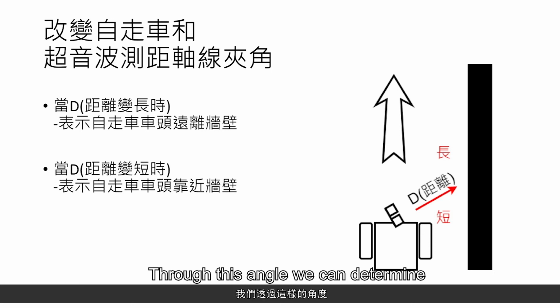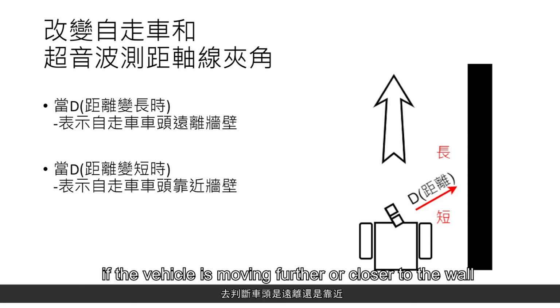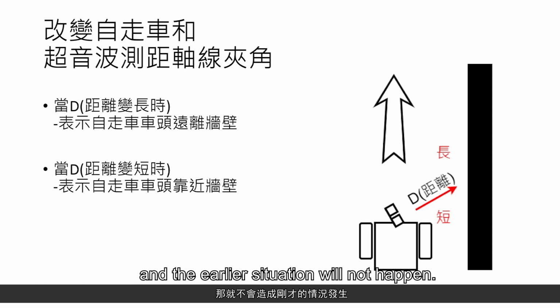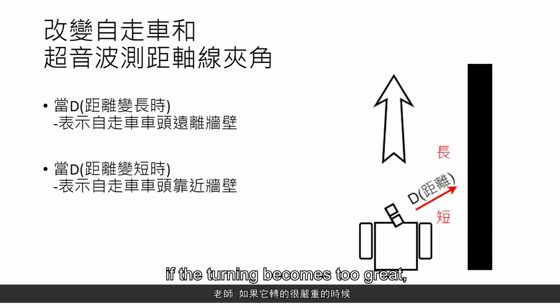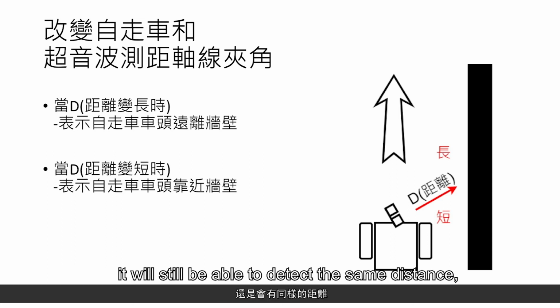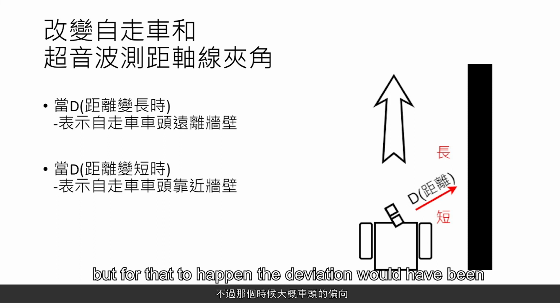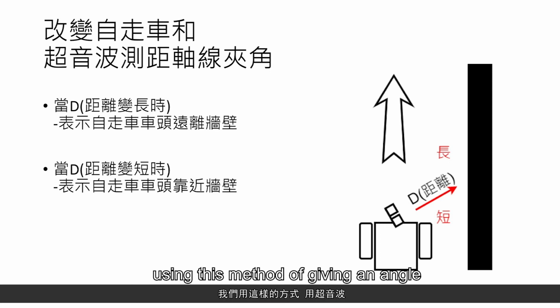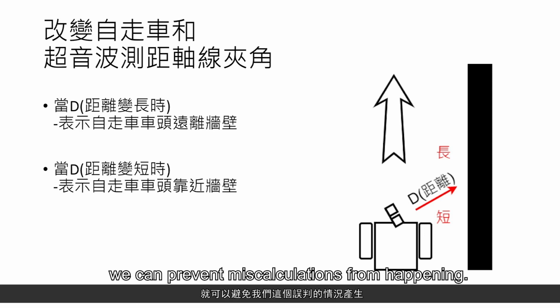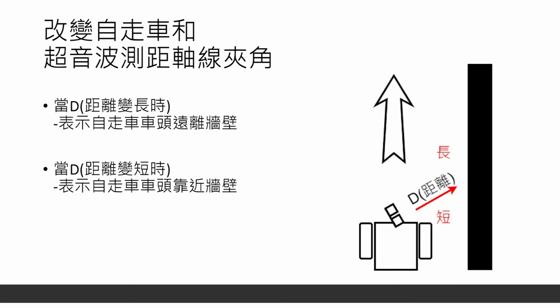Through this angle, we can determine if the vehicle is moving further or closer to the wall, and the earlier situation will not happen. Of course, students who are more experienced will realize that if the turning becomes too great, it will still be able to detect the same distance, but for that to happen, the deviation will have been excessively large, and will probably be too hard to return back its original precision. For that kind of situation, we'll deal with that separately. At present, using this method of giving an angle to our ultrasonic sensor, we can prevent miscalculations from happening.